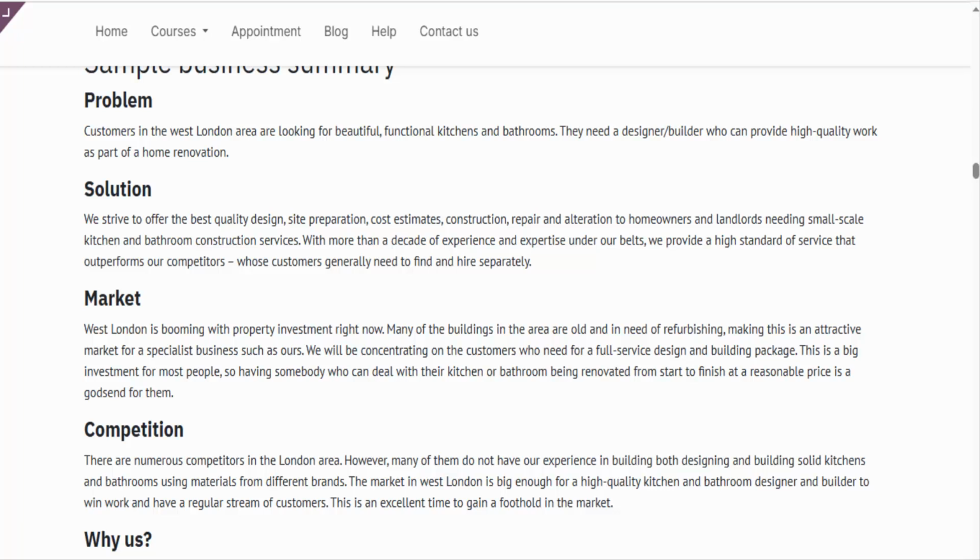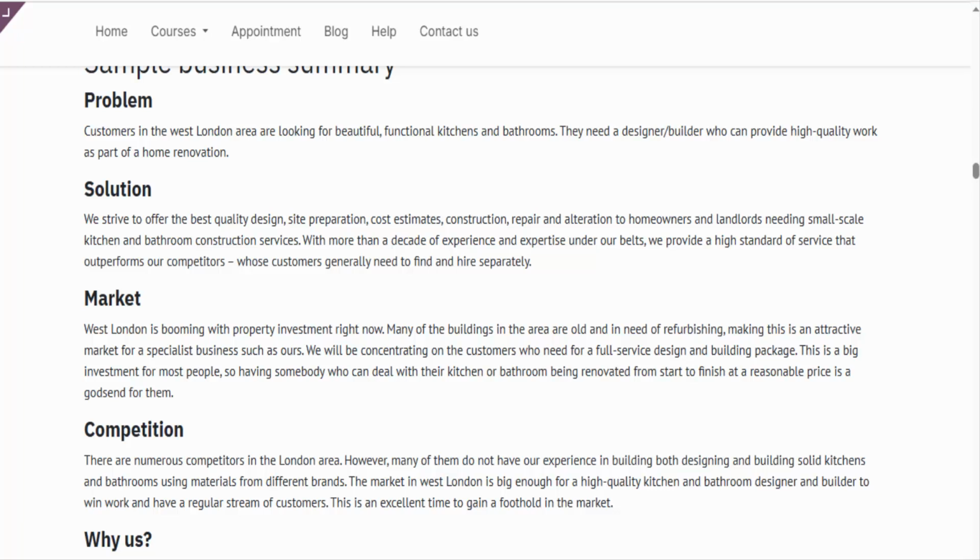With more than a decade of experience and expertise under our belts, we provide a high standard of service that outperforms our competitors, whose customers generally need to find and hire separately. Market: West London is booming with property investment right now. Many of the buildings in the area are old and in need of refurbishing, making this an attractive market for a specialist business such as ours.